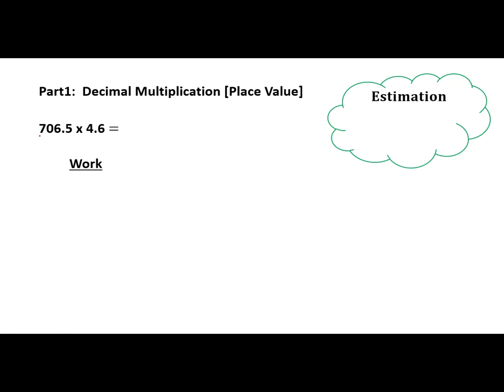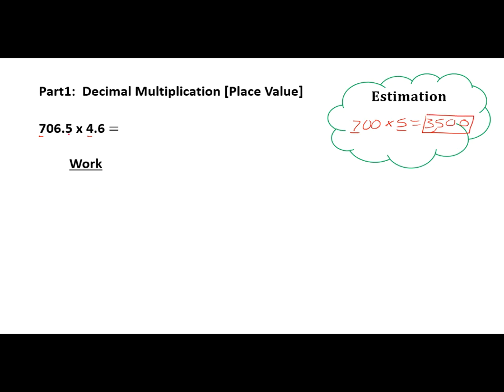We're going to take the highest place value of 706 and 5/10. This would round to 700. 4 and 6/10, we round to the highest place value. This is closer to 5 than it is 4. Again, 7 times 5 equals 35. Times 100 equals 3,500. Our estimated answer is approximately 3,500.